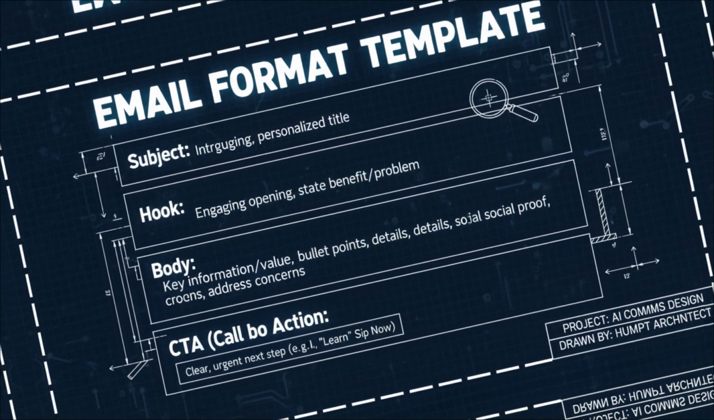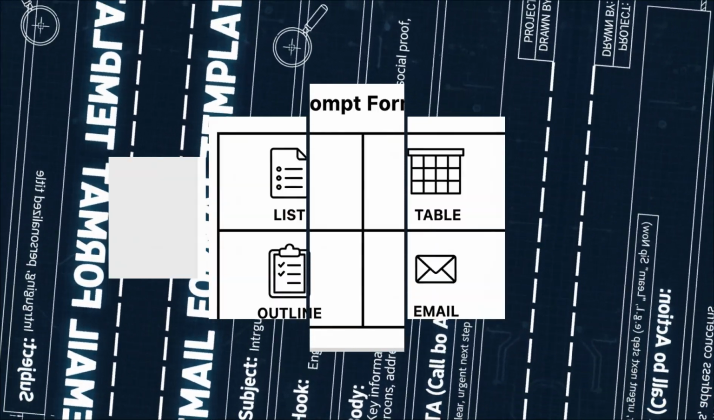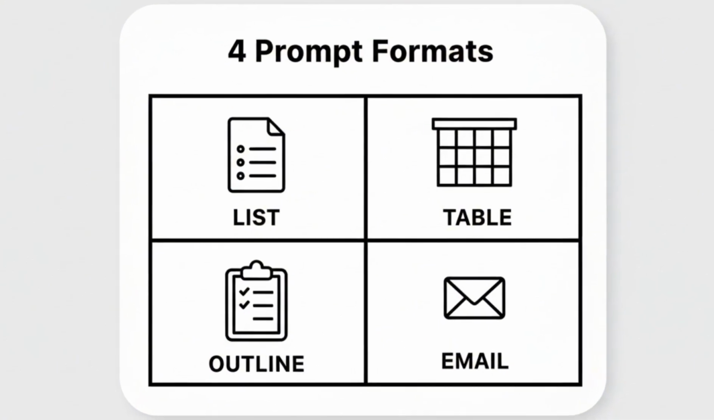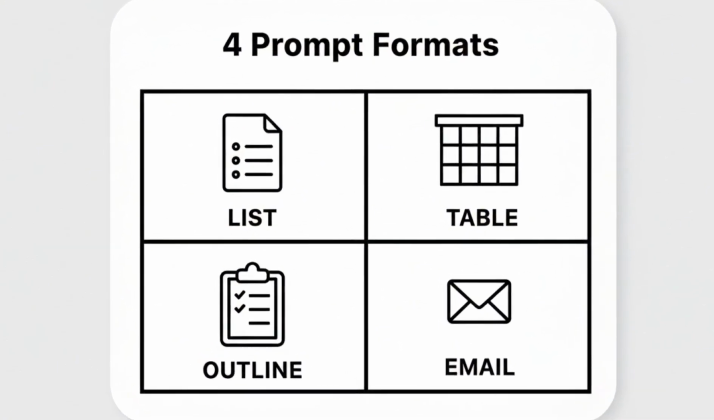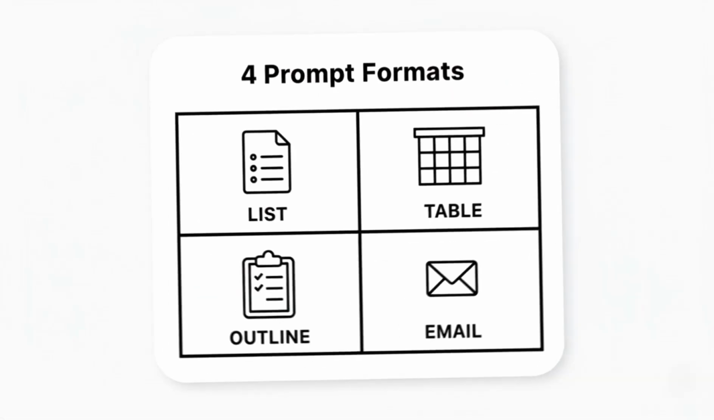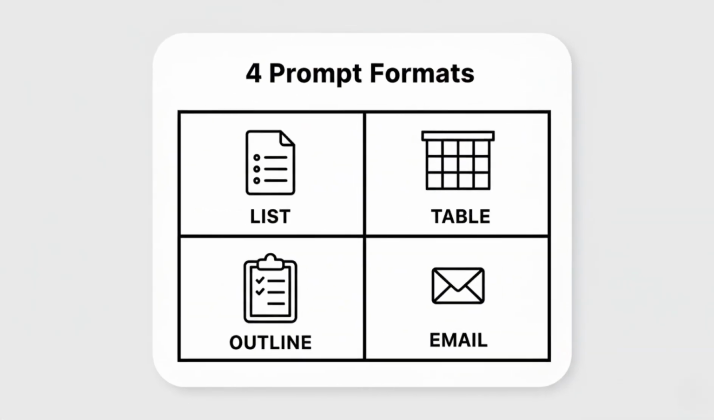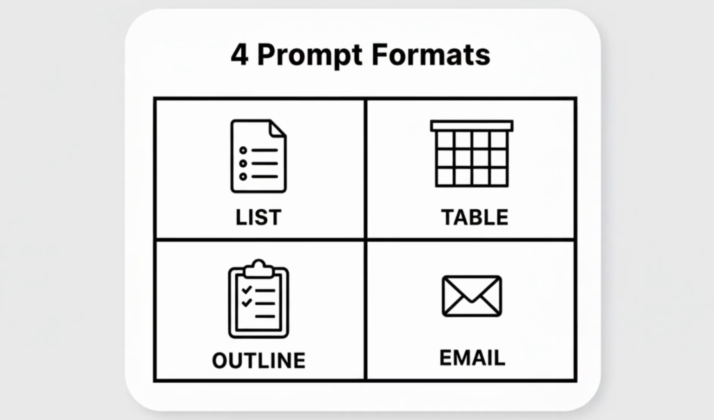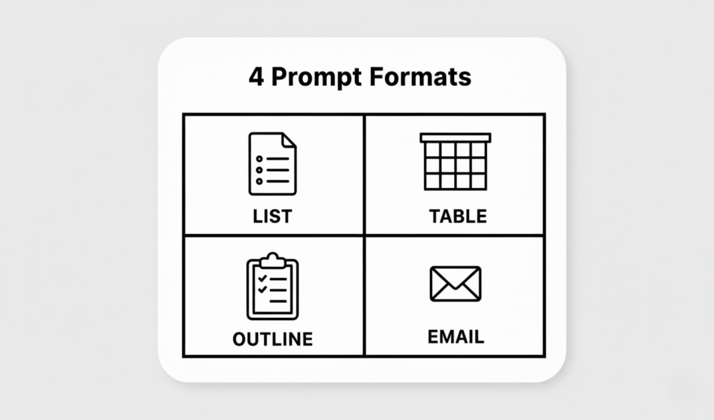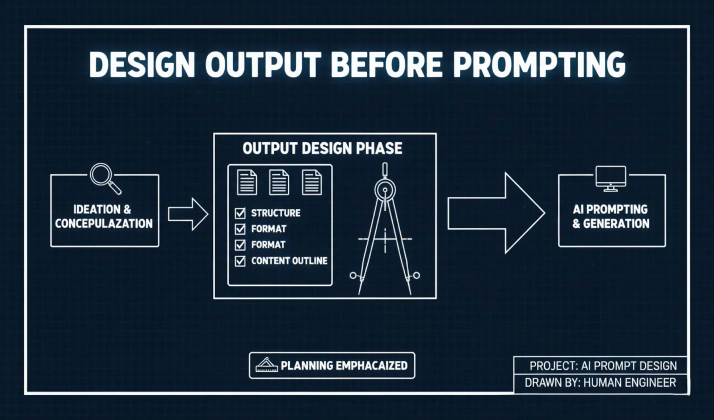If you need content for a specific purpose, tell AI exactly how to structure it. Want a presentation outline? Ask for main topics with 3 supporting points each. Need email copy? Request subject line, opening hook, body paragraphs, and call to action. Working on a report? Specify sections with word counts. Stop accepting generic formats. Design the output structure before you prompt.